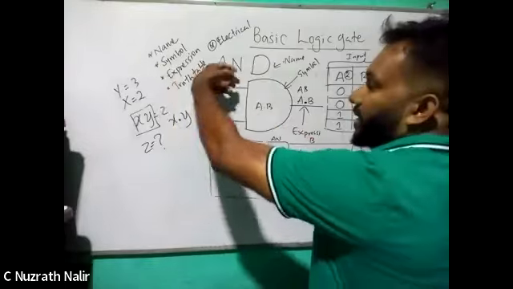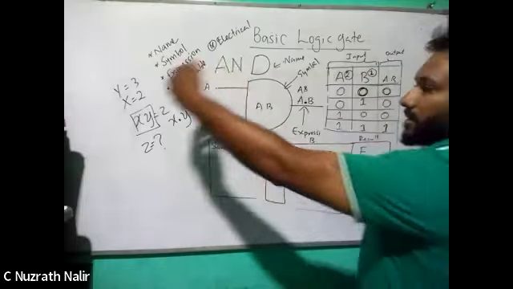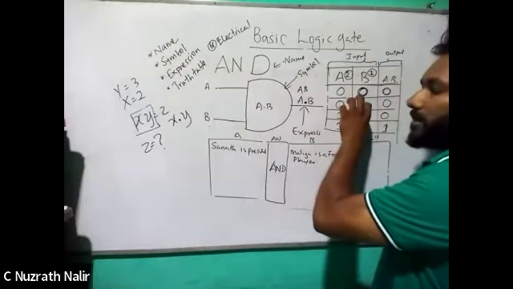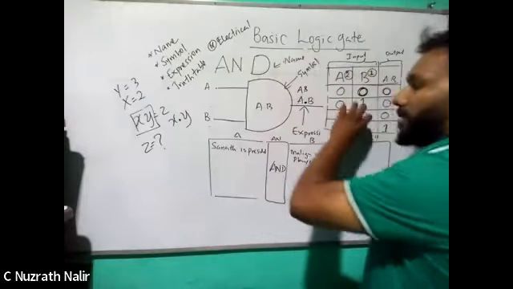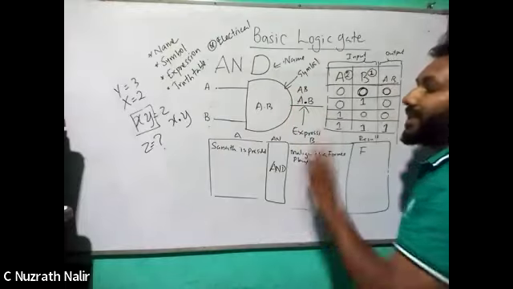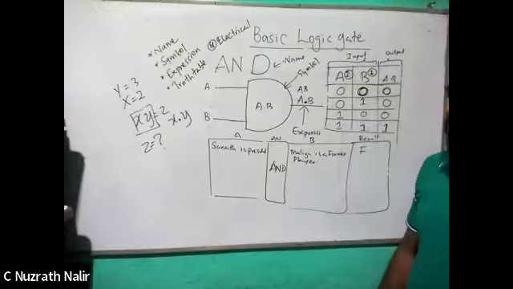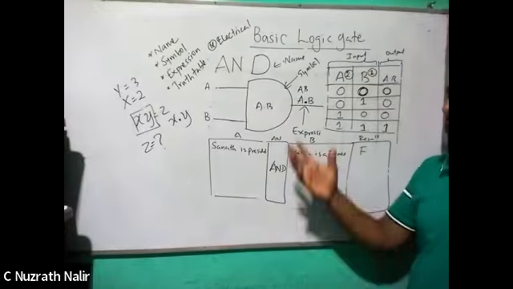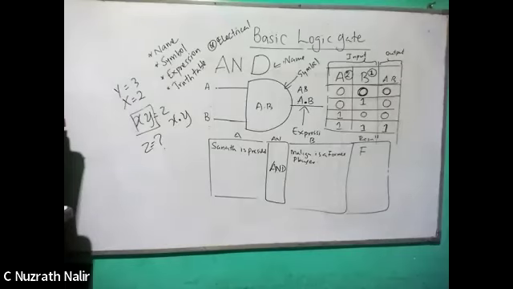If you give 0, 0 together, the output will be 0. 0, 1, the output will be 0. 1, 0, the output will be 0. Except 1, 1, only then you will get 1 on. Okay? Okay, see this one. Try to understand, very simple.